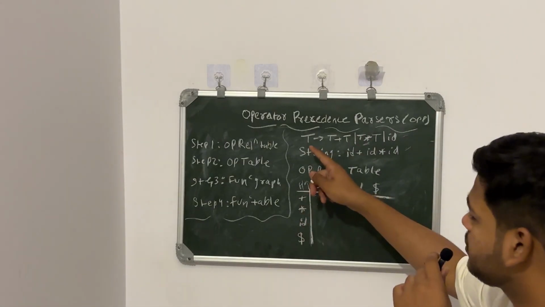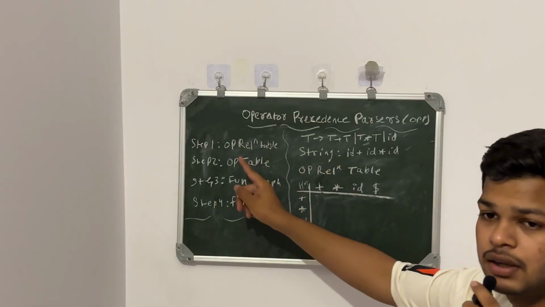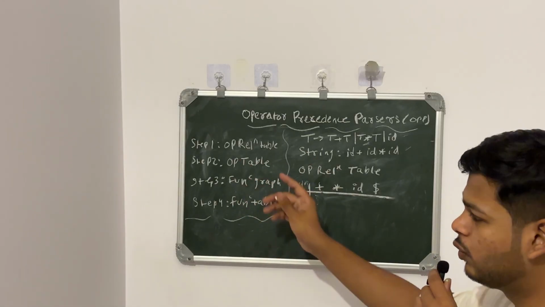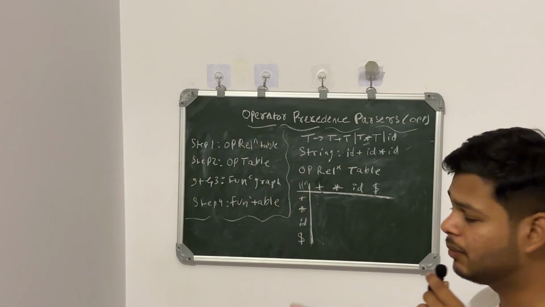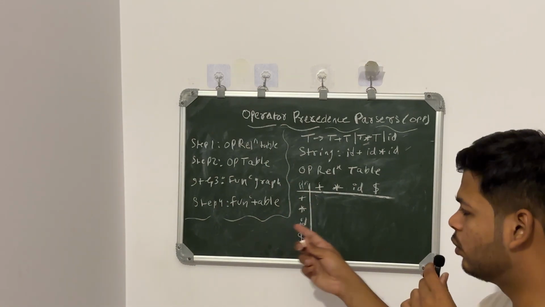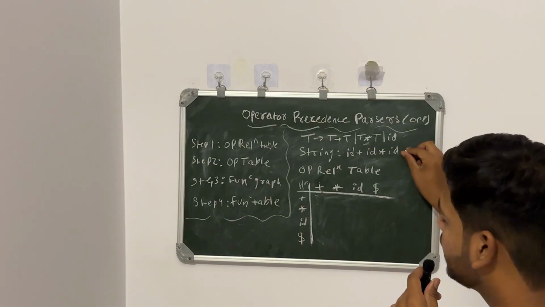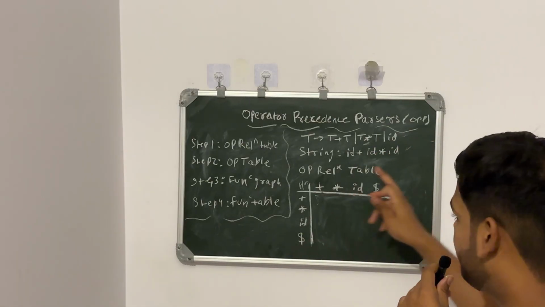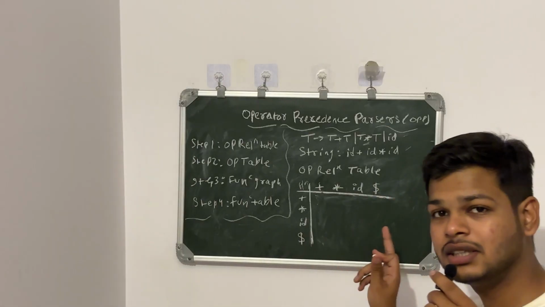So now we will see how to solve an operator precedence parser question. We will solve this question in four steps. First step is the operator relation table. Second is the operation table. Third is the function graph, and fourth is the function table. Now this is the given grammar and this is the given string. The string says ID plus ID star ID. For this string, we have to create the operator relation table.